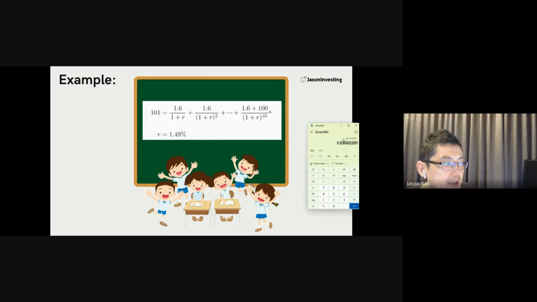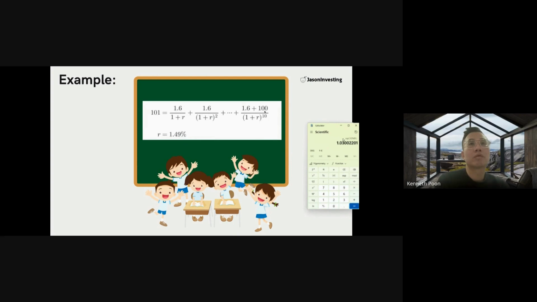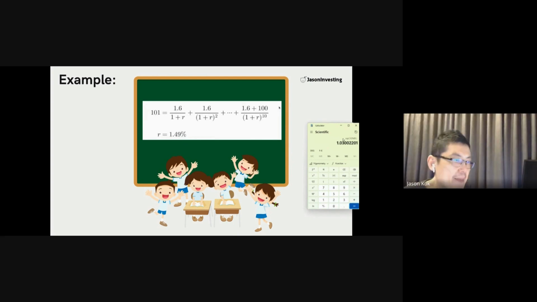Which is why your interest, your yield, your return is lower than 1.6, right? Because at the end of the day, you're paying a higher price for a 1.6% coupon, but you're only getting 100 back. And then the discount is you still get 100 back. You always get par value back.